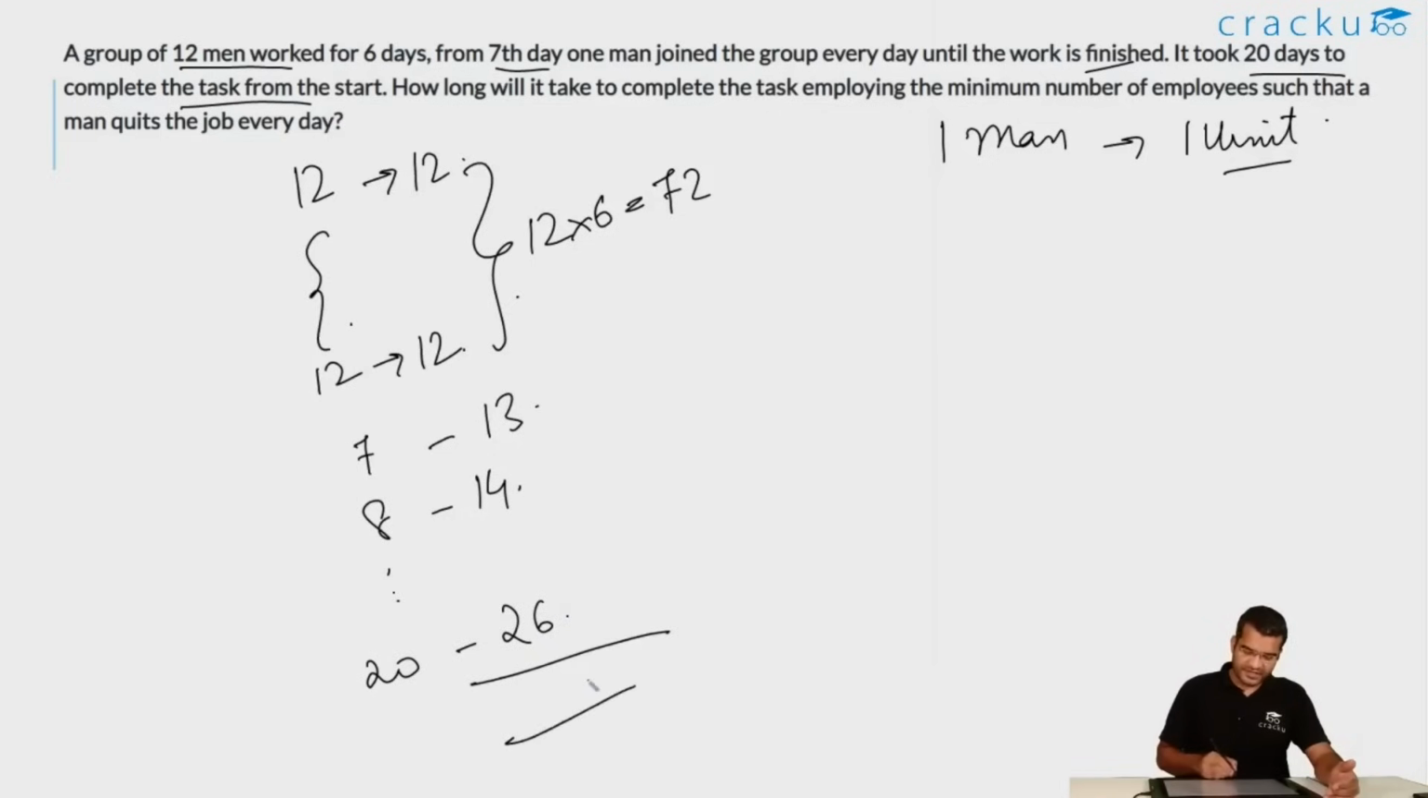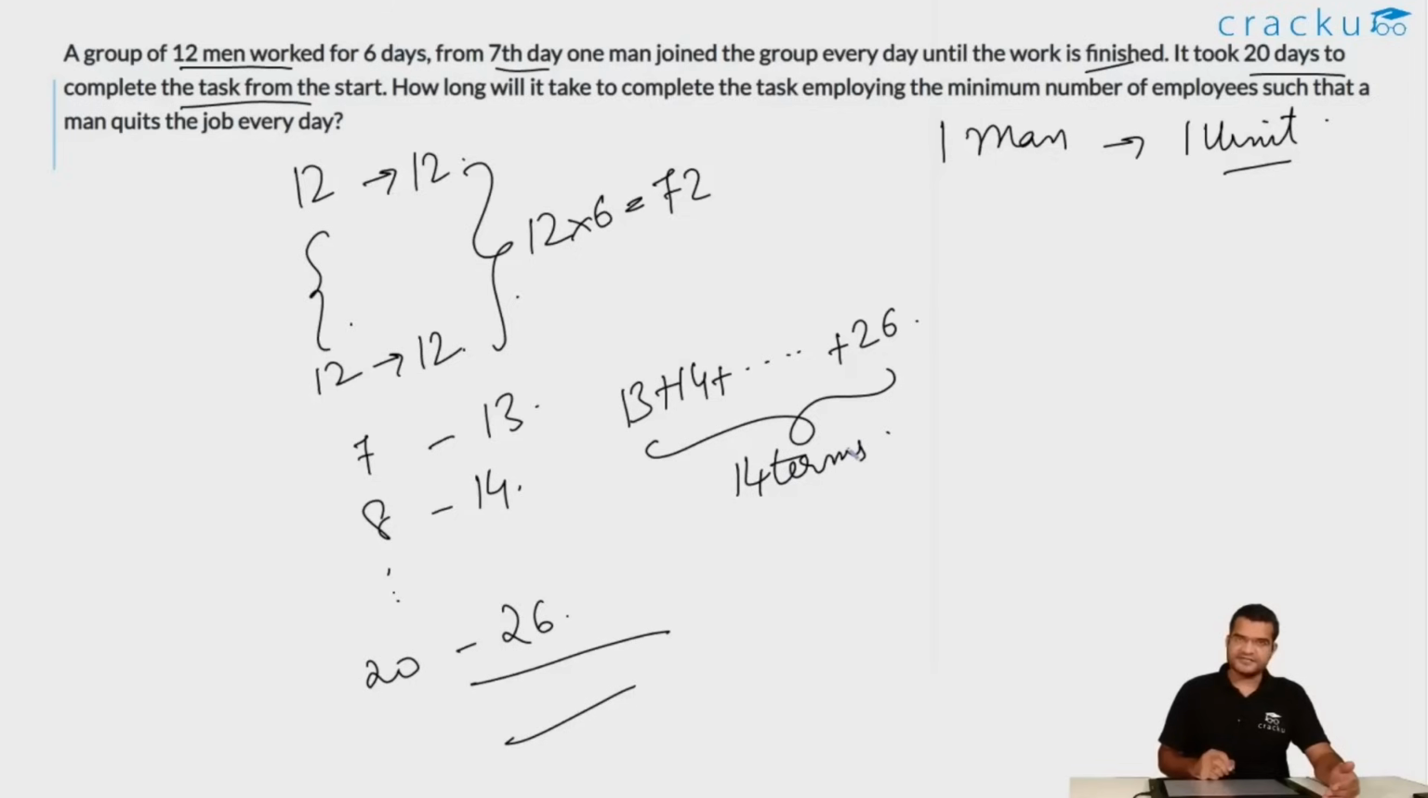So the total work done from the 7th day till the 20th day, when the job was finished, is 13 plus 14 plus dot dot dot till 26. What is the sum of 13 plus 14 plus dot dot dot till 26? This is an arithmetic progression and there are 14 terms. So to quickly calculate the sum, you just add the first term and the last term and divide it by 2. So that is (26 + 13)/2 = 39/2, and multiply it with the number of terms, that is 14. So 39/2 into 14 is the sum.